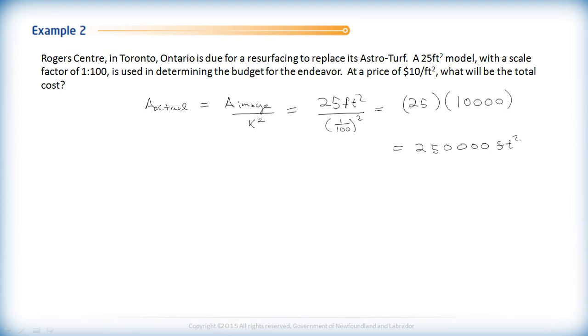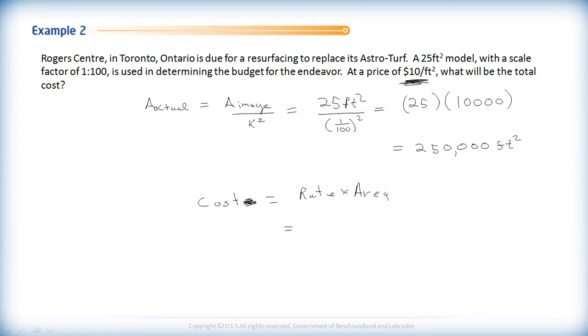Okay, that sounds about right though. Rogers Centre is pretty big. So 250,000 square feet, and they're going to charge a price of $10 per square foot. So what will be the total cost? So this is actually a rate problem thrown in there. So our cost is going to be equal to our rate multiplied by our area.